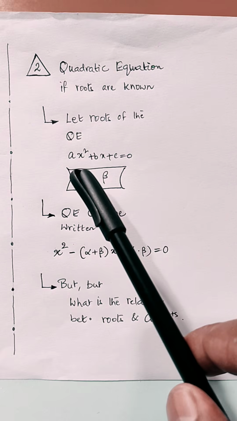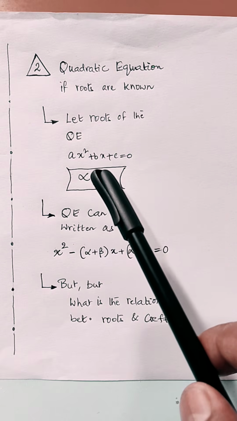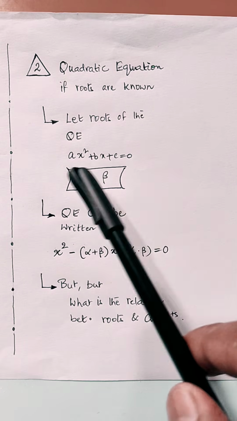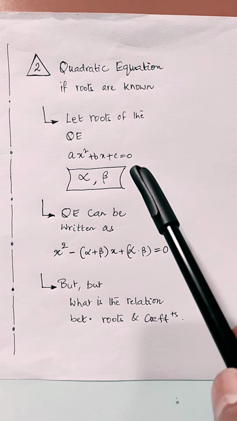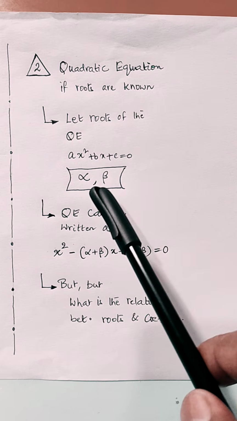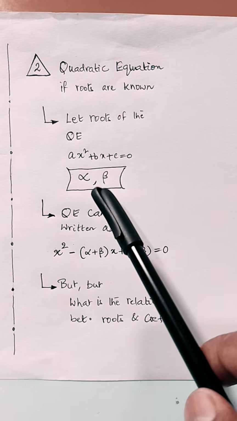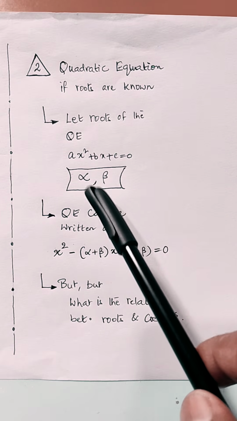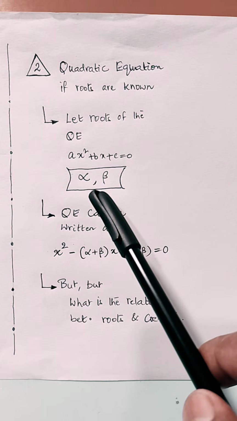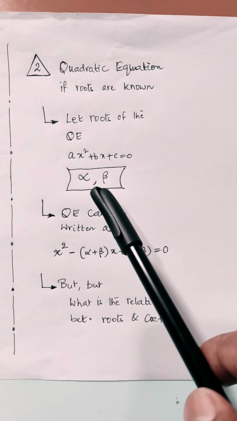What is a quadratic equation? The general equation: ax square plus bx plus c is equal to 0. I have written it in the equation form, that is equal to 0. If the roots are, say, alpha comma beta, why did I choose only alpha comma beta? Because in many textbooks it is followed as the standard alpha beta, and if I write the same thing, you will not have any confusion.